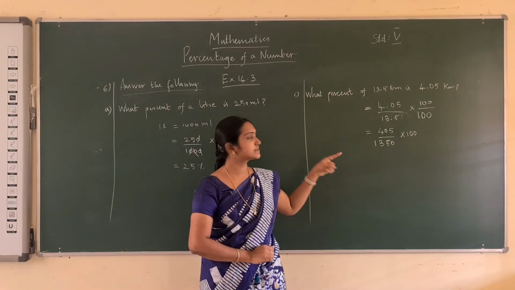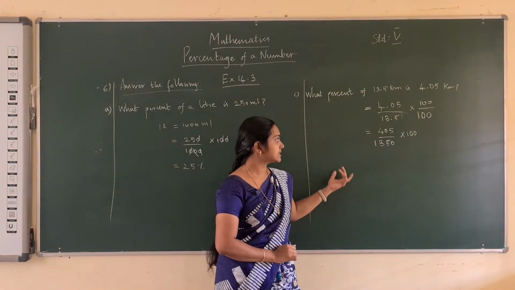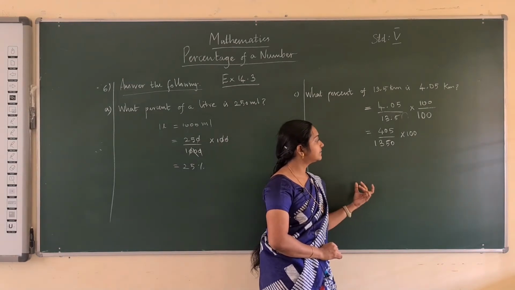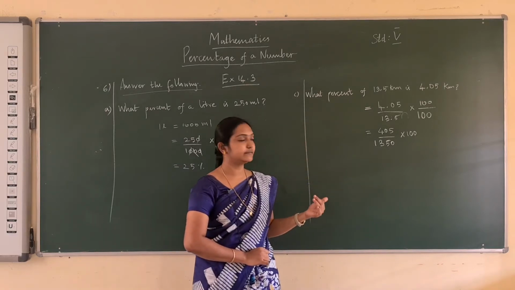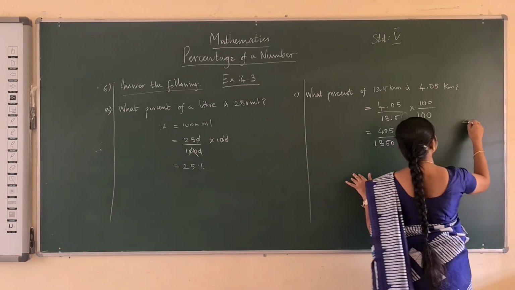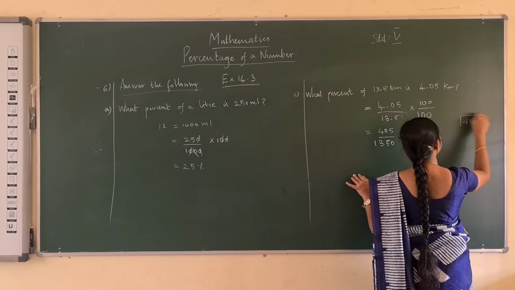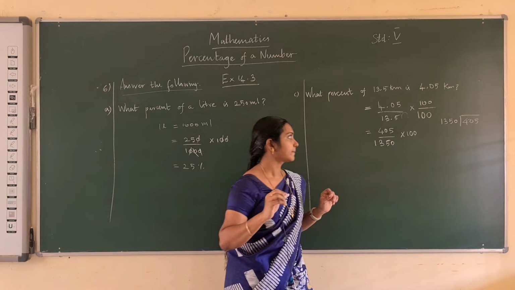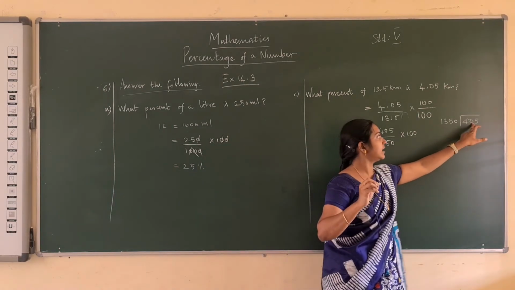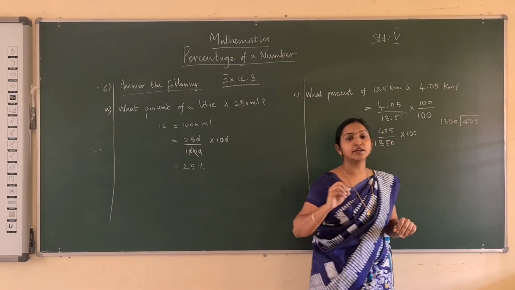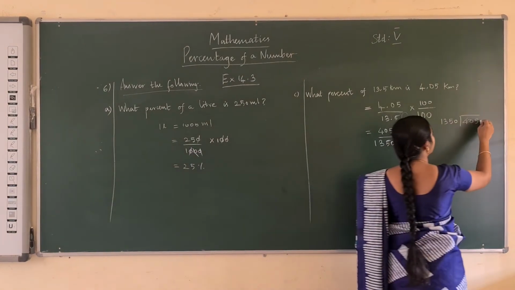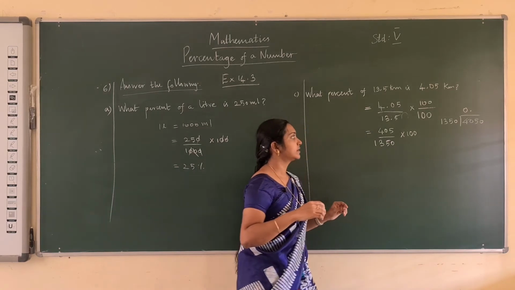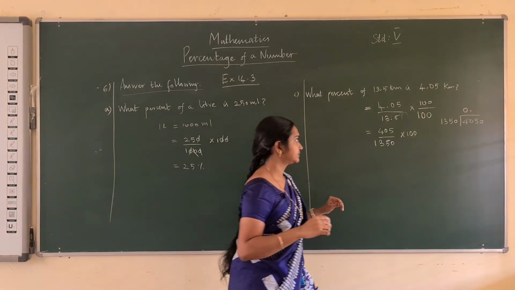The first step is we have removed the decimal point. The next step is we have to find the percentage. Now divide 405 by 1350. 405 is less than 1350, so we have to add a 0 and keep a decimal point in the quotient. Next, we can start dividing.